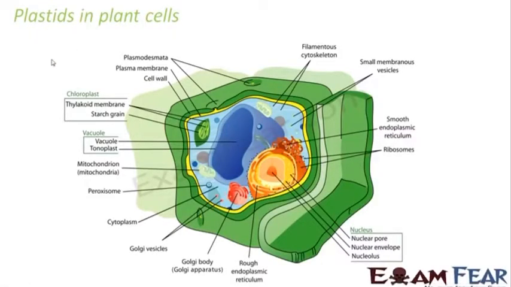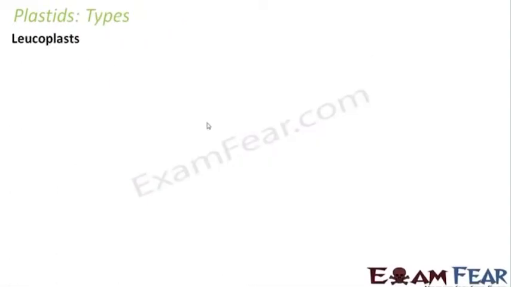So where do we see plastids in a plant cell? So first let us locate plastids in a plant cell. So you can locate plastid here. So this chloroplast is a type of plastid. So these green colored structures are nothing but plastids. So we will talk about chloroplast in the next few slides. So let us first talk about the two types of plastids. First let us start with leucoplast.